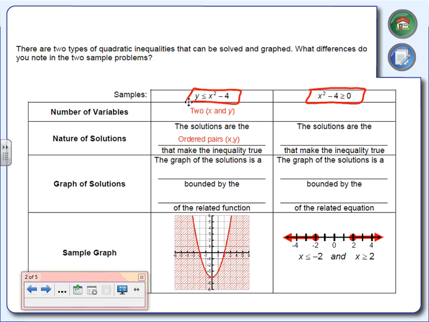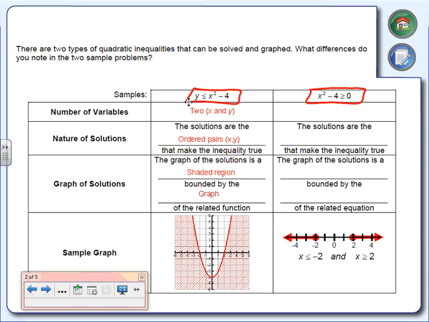Okay? Now here it says the graph of the solution is a blank bounded by the blank of the related function. The graph of the solution is going to be the shaded area that's bounded by the graph of the related function. So the solutions are going to be inside of our shaded area. And they give you an example of what your answer is going to look like. Down at the bottom there, they give us a graph of a parabola. Notice how that parabola has some shading. And all of that shading represents our solution.